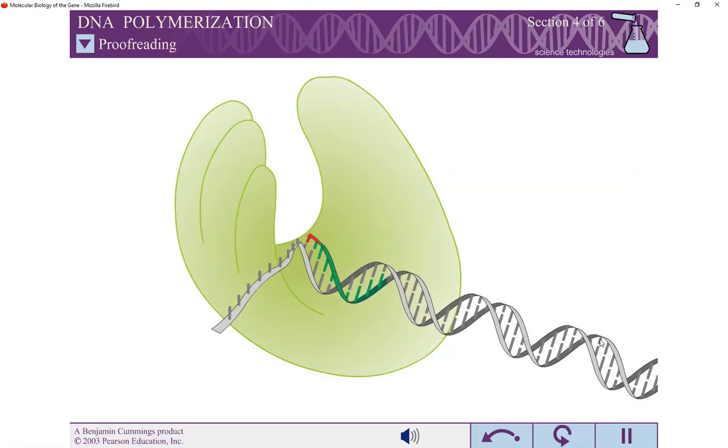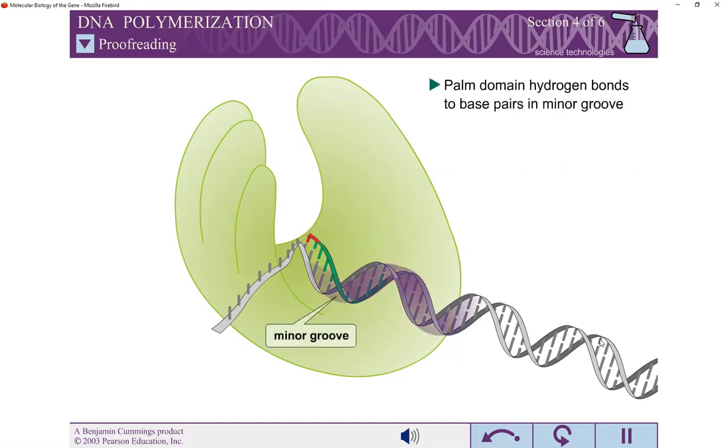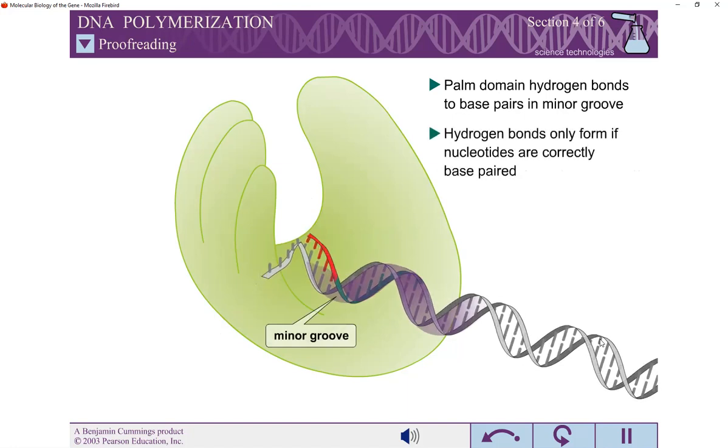Another function of the palm domain is proofreading. The palm region makes extensive hydrogen bond contacts with the base pairs in the minor groove of the newly synthesized DNA. These contacts are not base specific, but they only form if the recently added nucleotides are correctly base paired.